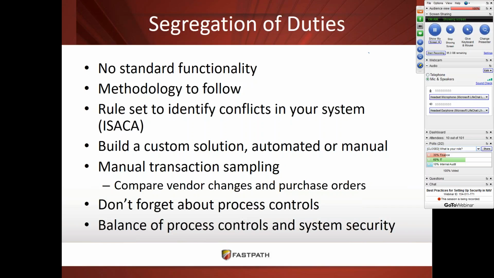You also can build a custom solution, automated or manual. It's a lot of work. It would really be a lot of figuring out to actually create a report inside of NAV to tell you that. Now, you could just focus on who has access to create a vendor, who has access to create a PO, and who has access to create a check, who has all three of those things. You could create that.